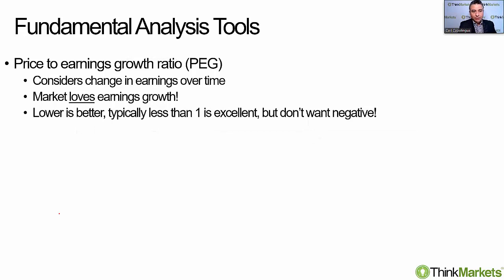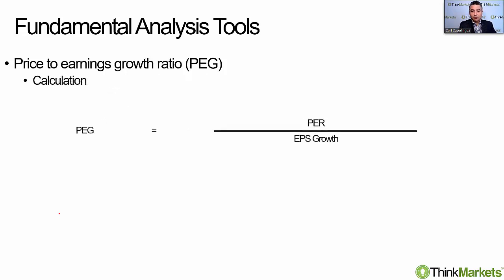The next fundamental analysis tool we're going to discuss is the price to earnings growth ratio. This one considers how those earnings are growing or shrinking over time. Don't forget, the market loves earnings growth. It effectively makes stocks cheaper as we go. Lower is better for the PE growth ratio, and typically less than 1 is excellent, but we don't want a negative because that, of course, would indicate that we have not growing earnings but shrinking earnings.